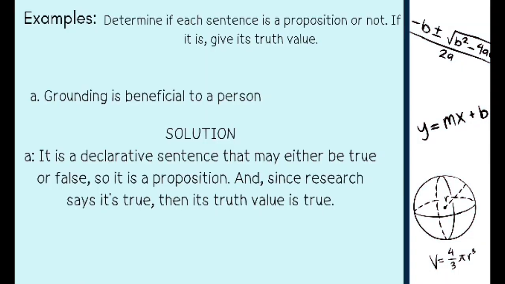So, here are examples of proposition. Determine if each sentence is a proposition or not. If it is, give its truth value. A: Grounding is beneficial to a person. A is a proposition. It is a declarative sentence that may either be true or false, so it is a proposition, and since the statement says it's true, its truth value is true.